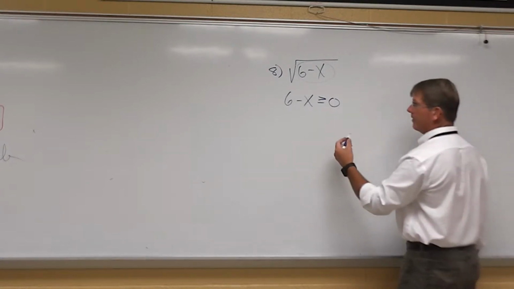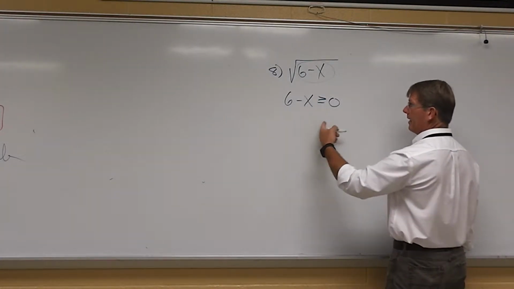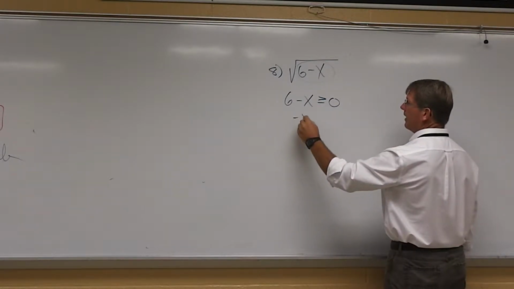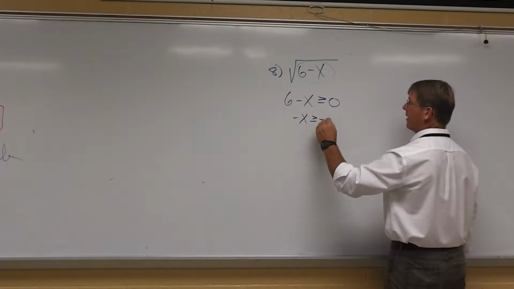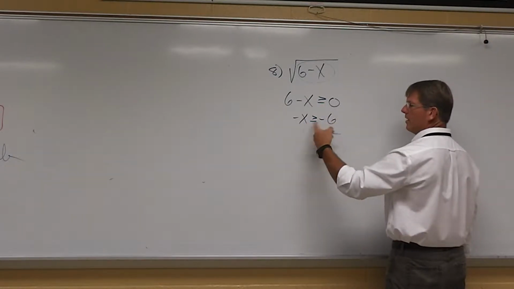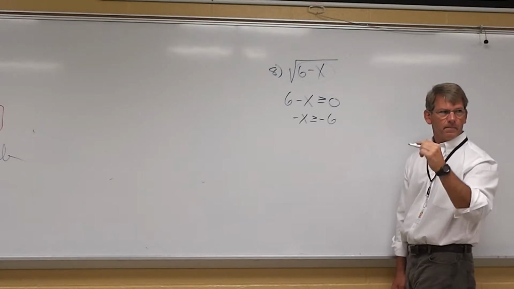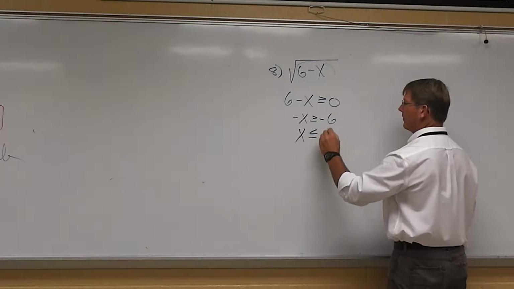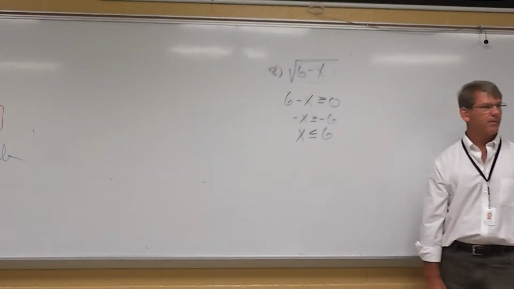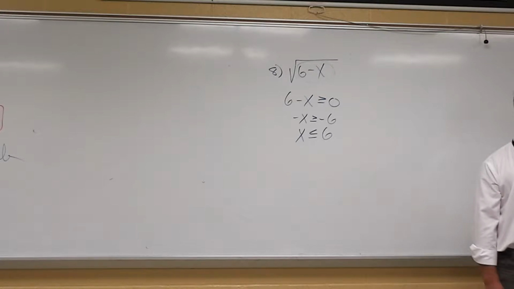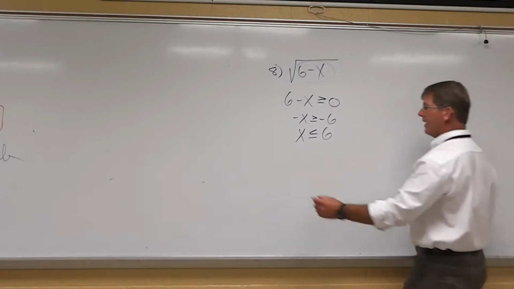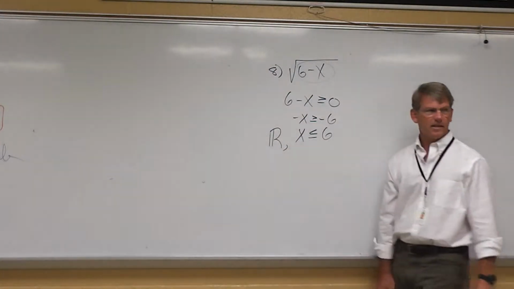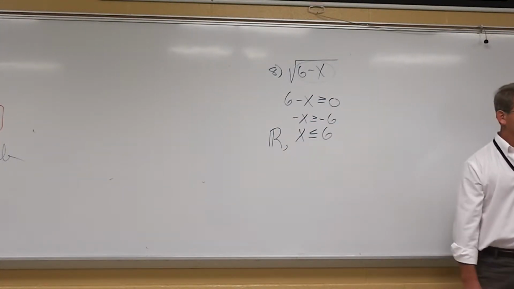So I just solve this little guy. I can add the x over, or I could subtract the 6 and then divide by negative 1. I'll do that just to show you, it'll remind you of something. If I subtract the 6 over, then what happens with an inequality if we divide by a negative? It switches. Yeah, you change the direction of the inequality. So x has to be something less than or equal to 6. Just to make it more formal, my domain is going to be all real numbers such that x is less than or equal to 6. That's my domain.